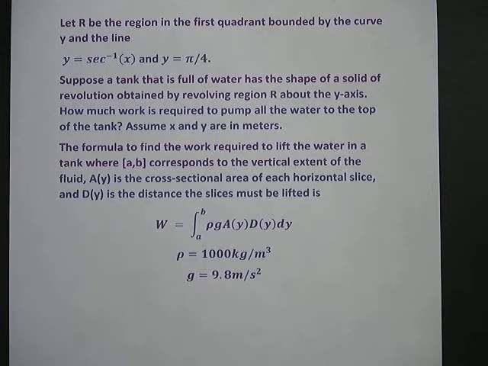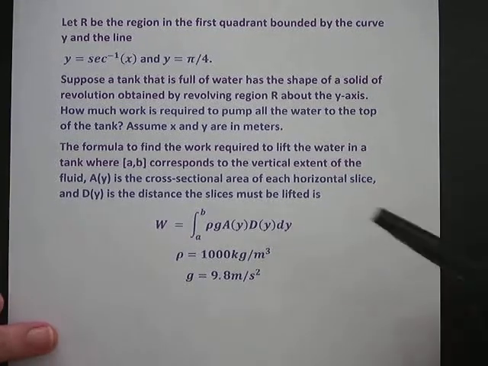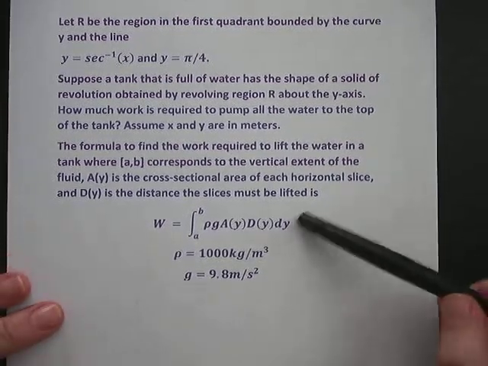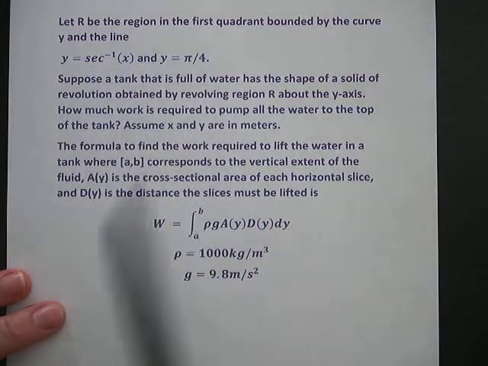The formula to find the work required to lift the water in a tank, where it goes from A to B, corresponds to the vertical extent of the fluid. A of y is the cross-sectional area of each horizontal slice, and d of y is the distance the slices must be lifted. So we have this equation here that we're going to use, and we also are given these functions up here.